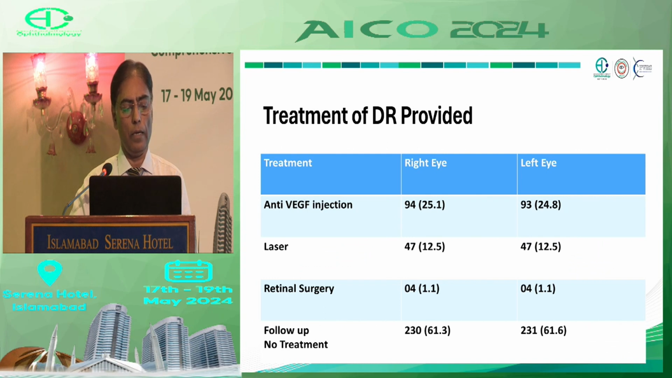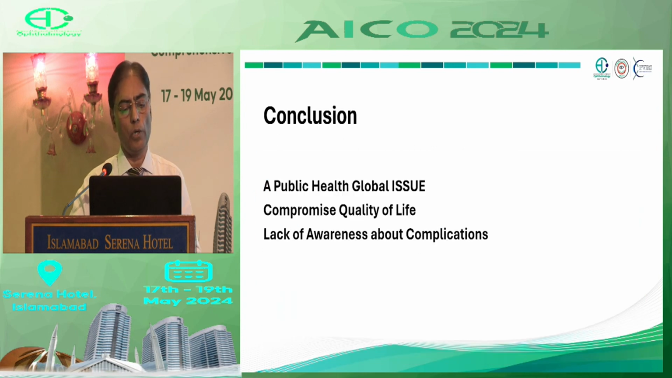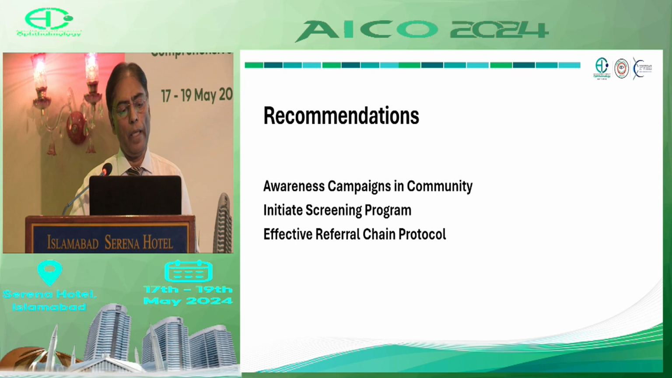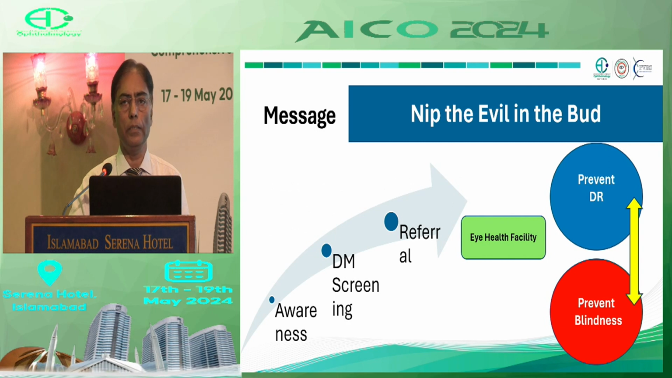And treatment here we provided to all the individuals in our study. And this is the conclusion of our study. It is a big public health issue which compromises quality of life, and there is a lack of awareness about complications of diabetic retinopathy. In the recommendations: awareness campaigns in the community, initiate screening programs, and an effective referral chain protocol. And this is the message: nip the evil in the bud, awareness, DM screening, referral to the eye health facility. Thank you.